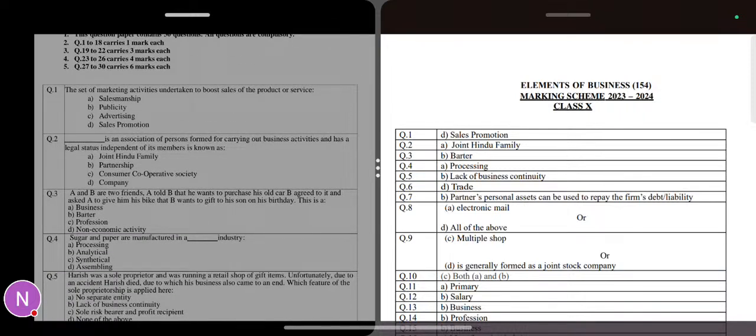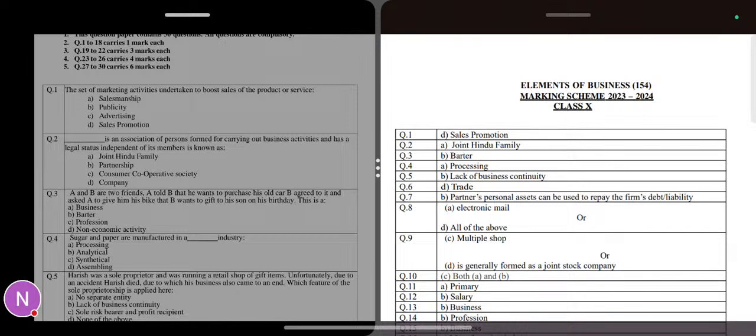Next, third question. A and B are two friends. A told B that he wants to purchase his old car. B agreed to it and asked A to give him his bike that B wants to give to his son on his birthday. Is this A business, B barter, C profession, D non-economic activity? So this is B, barter.